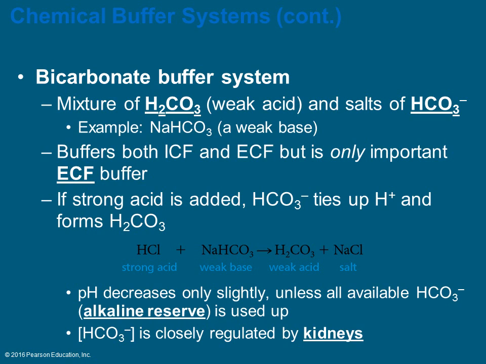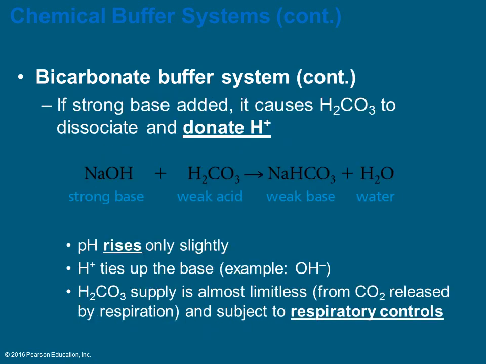The bicarbonate buffering system has to do with bicarbonate and carbonic acid. Now, basically, just know that bicarbonate, HCO3, is going to be very closely regulated in the kidneys. If a strong base is added, it is going to cause carbonic acid to dissociate. As you can see in the reaction, it releases the hydrogen ion, but the pH is only going to rise slightly.